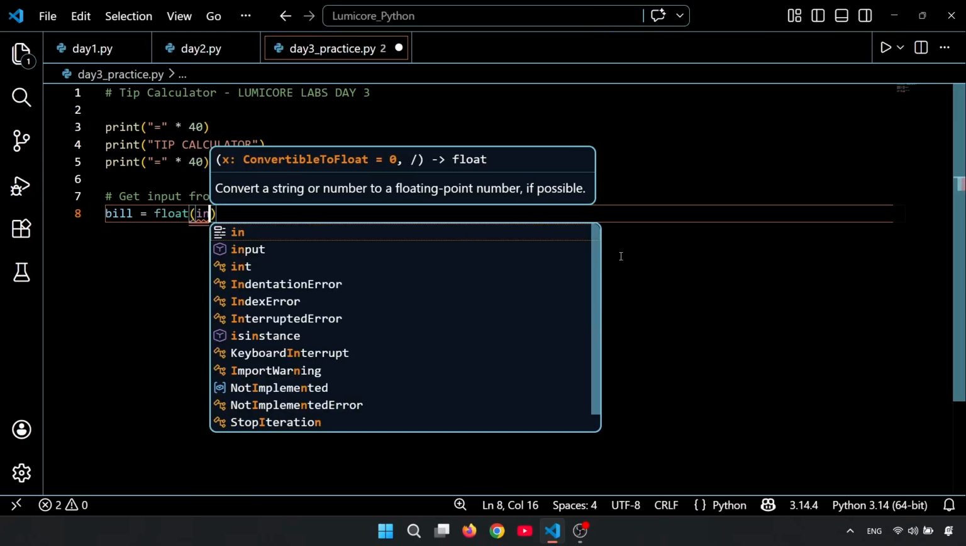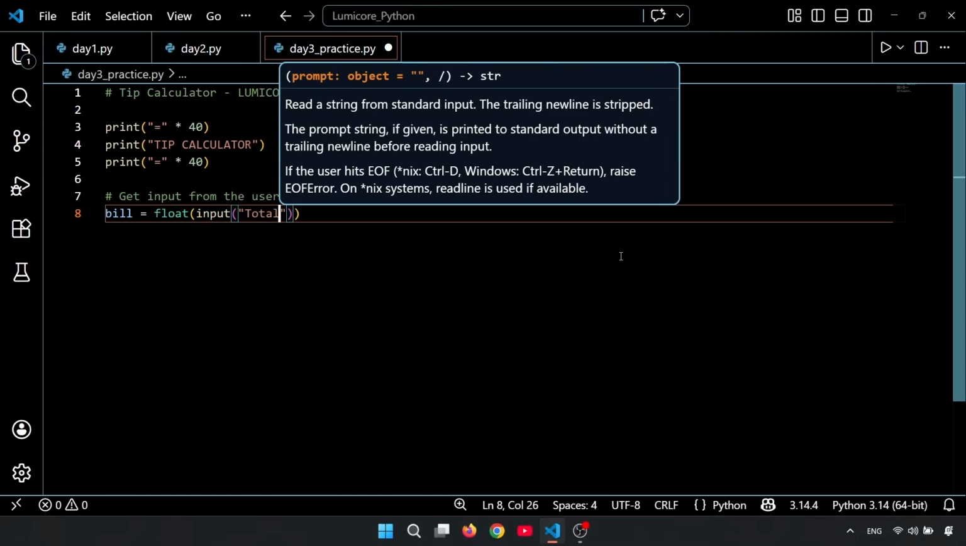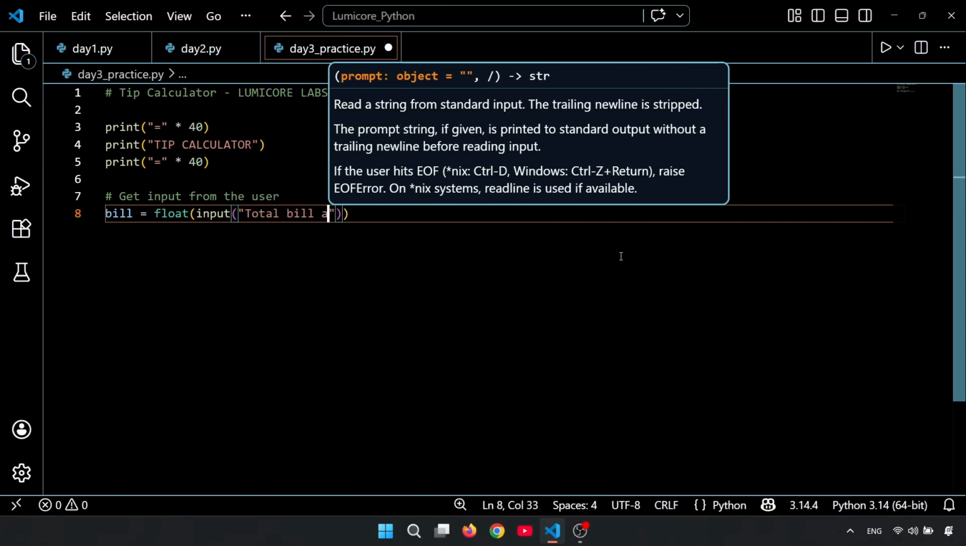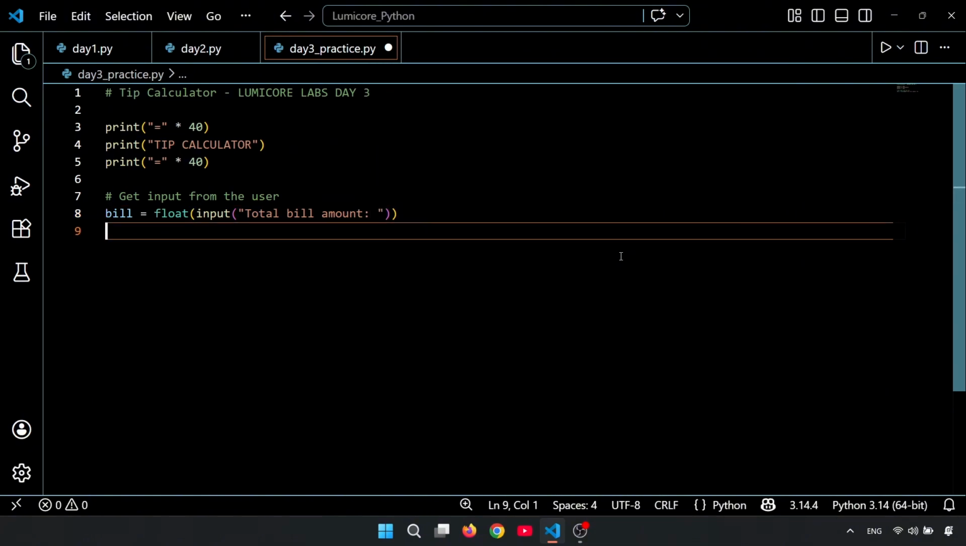Now for the bill. I'm using input to ask the user, but I'm also wrapping it in float. Why? Because bills often have cents, like $75.50. Float converts the user's input into a decimal number we can do math with.